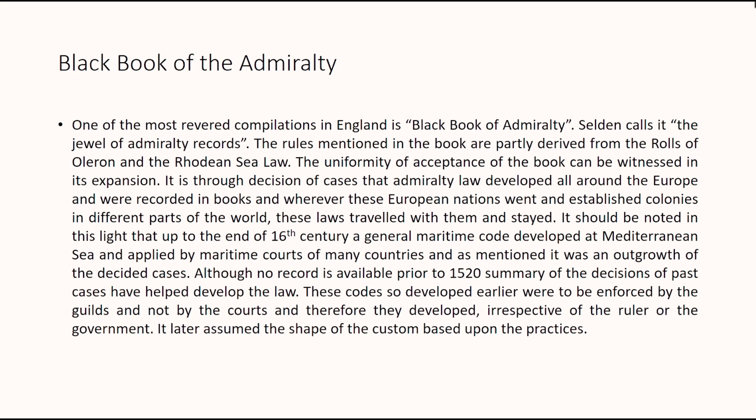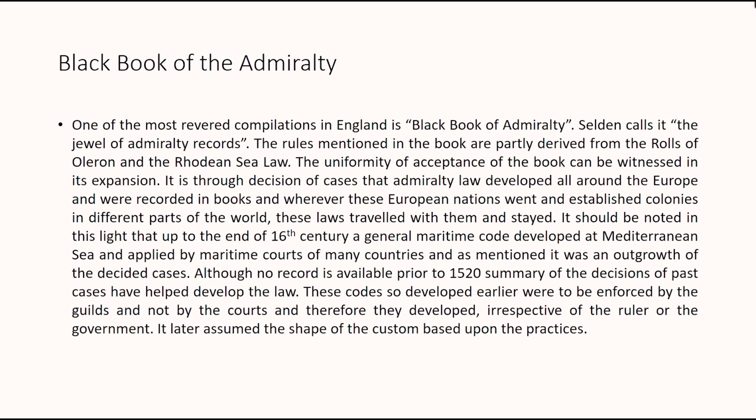The uniformity of acceptance of the book can be witnessed in its expansion. It is through decision of cases that Admiralty law developed all around the Europe and were recorded in books, and wherever these European nations went and established colonies in different parts of the world, these laws travelled with them and stayed. It should be noted in this light that up to the end of 16th century, a general maritime code developed at Mediterranean Sea and applied by maritime courts of many countries, and as mentioned, it was an outgrowth of the decided cases.